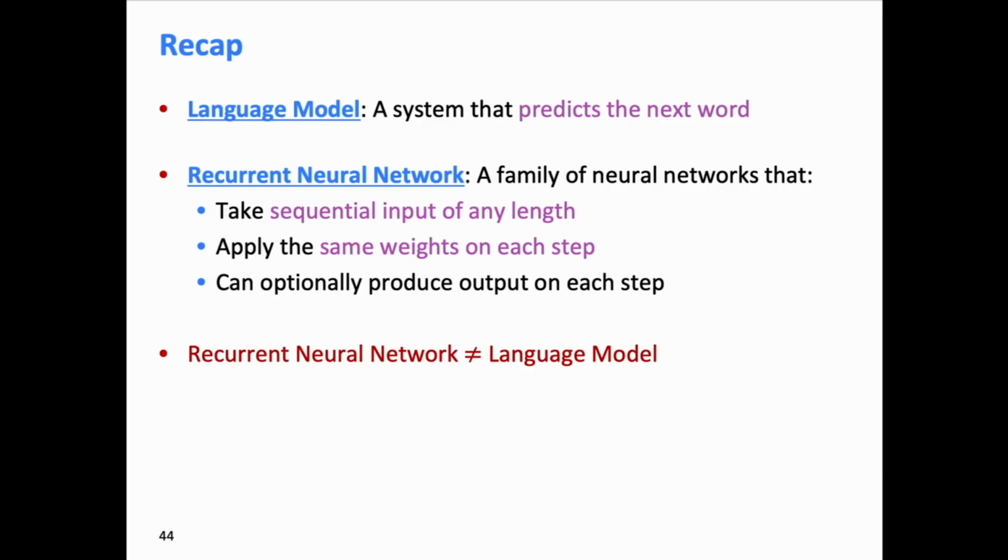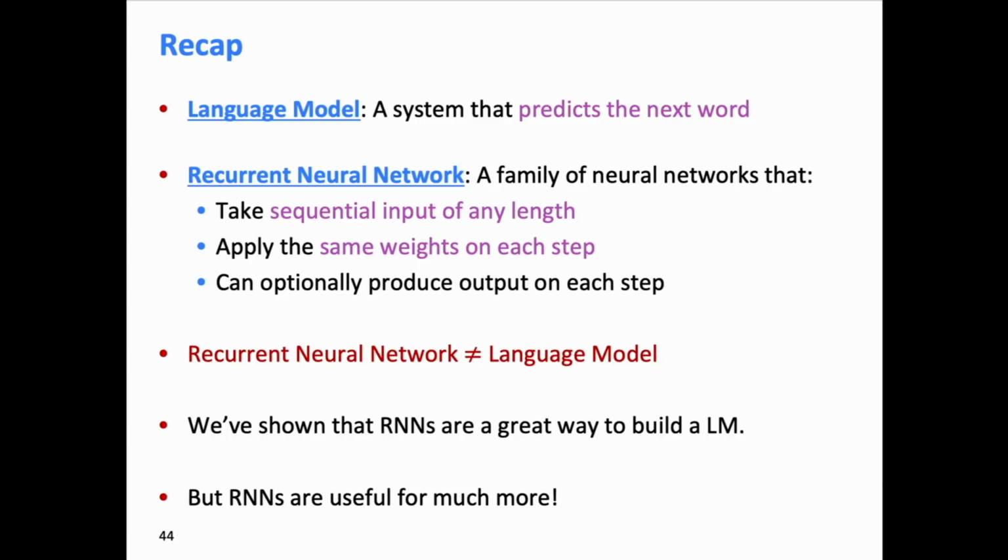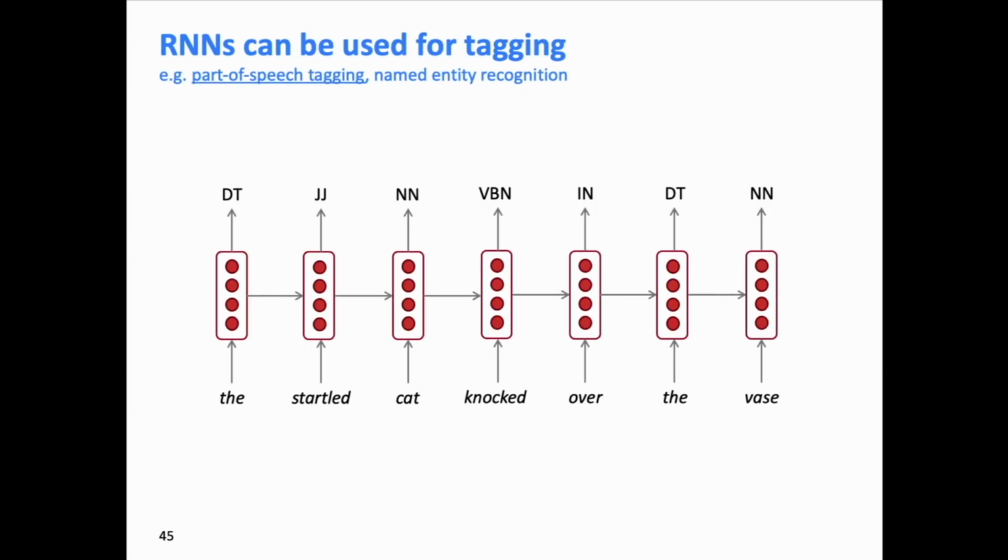A recurrent neural network is not the same thing as a language model. We've seen today that an RNN is a great way to build a language model, but actually it turns out that you can use RNNs for a lot of other different things that are not language modeling. So here's a few examples of that. You can use an RNN to do a tagging task. So some examples of tagging tasks are part-of-speech tagging and named entity recognition.